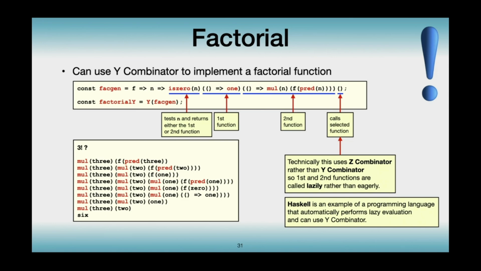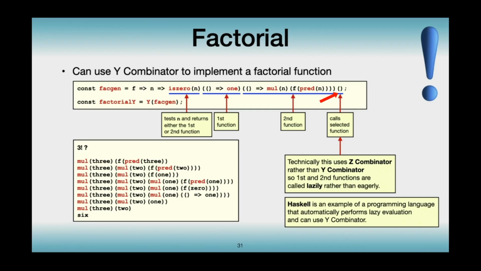And why didn't all the articles I was reading about Y Combinator tell me about this? It's because they assume that you're using a language like Haskell, which is lazily evaluated automatically, and you don't have to think about it. It won't just call a function until you ask for the result. So I have to use the Z combinator with most programming languages to actually get this to work.